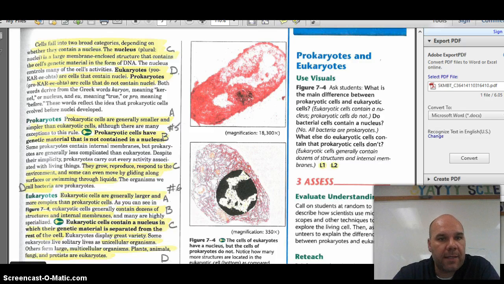So we know that prokaryotes are cells that do not contain a nucleus, but they also have genetic information. But prokaryotic cells have genetic material that is not contained in the nucleus. It's contained in other parts of the cell. For bubble C, we know that prokaryotic cells grow, reproduce, and respond to their environment. And for bubble D, we know that prokaryotes, an example would be bacteria.